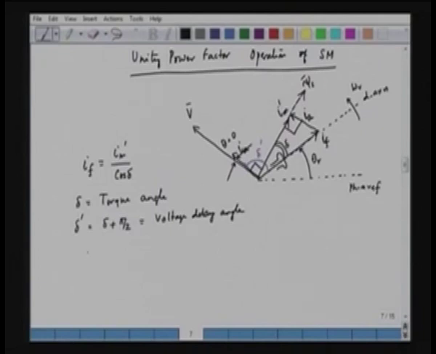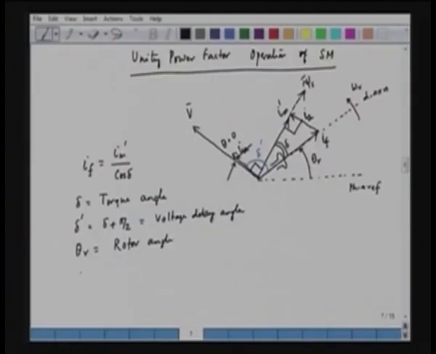And then we have theta r, the rotor angle. This theta r is the angle between the phase A reference and the d axis, and the motor is rotating at a speed of omega r. So, the angle that the d axis makes with phase A is called the rotor angle. And then we also define another angle called beta. Beta is equal to delta prime plus theta r. This angle is beta.